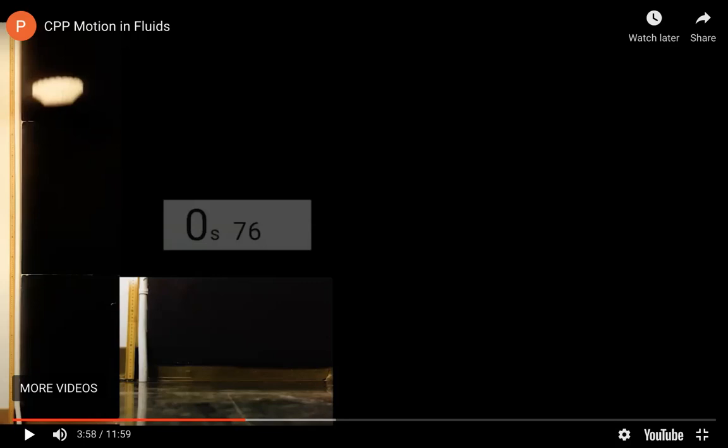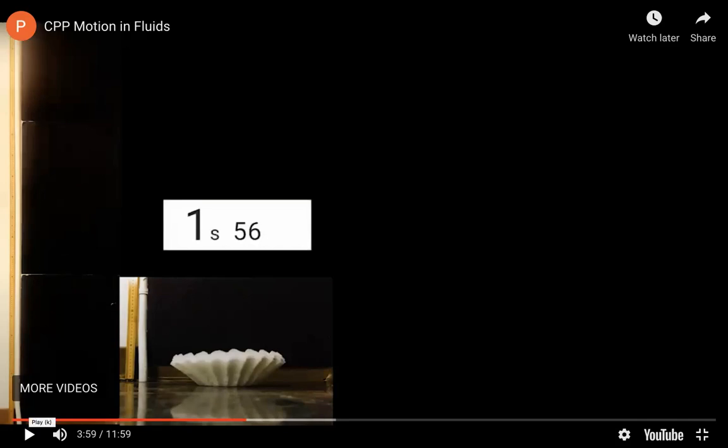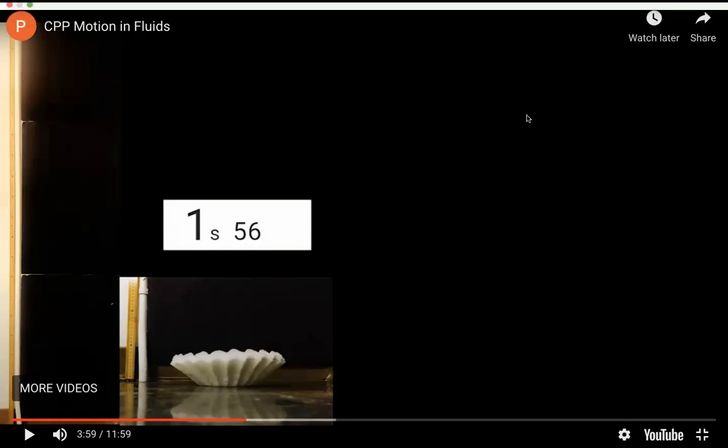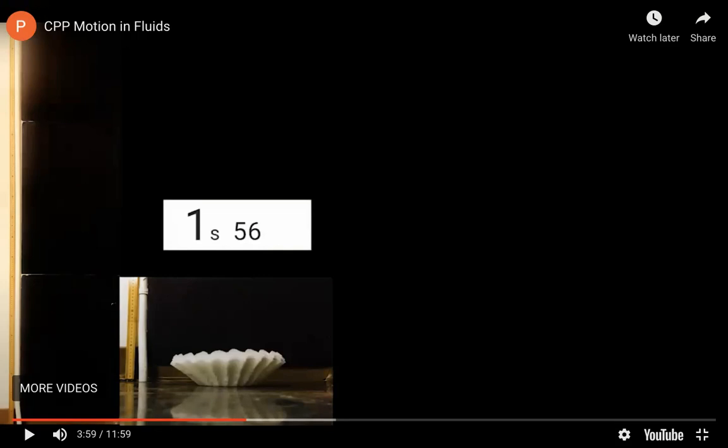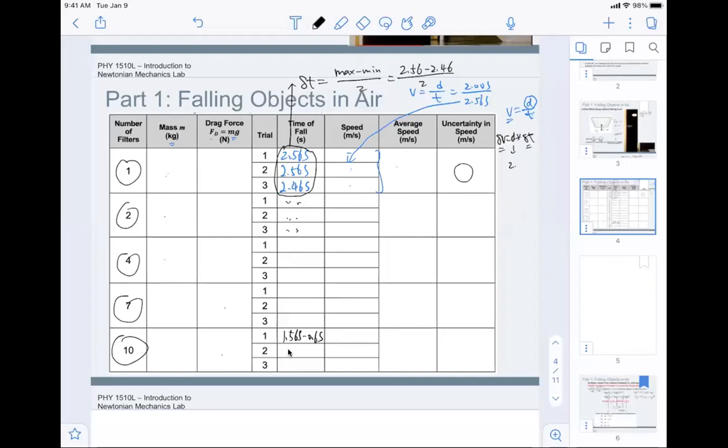So normally you will read, let's finish this fall, 1.56, right? So instead of writing 1.56 for your time, I want you to subtract 0.6 seconds to correct for that mistake. And that will give you better data. So you will write 0.96 seconds for the first trial for your 10 coffee filters, right? So minus 0.6 for all of your data you record for the 10 coffee filters. Everything else is correct, but just the last data point, the digital clock was not synchronized.